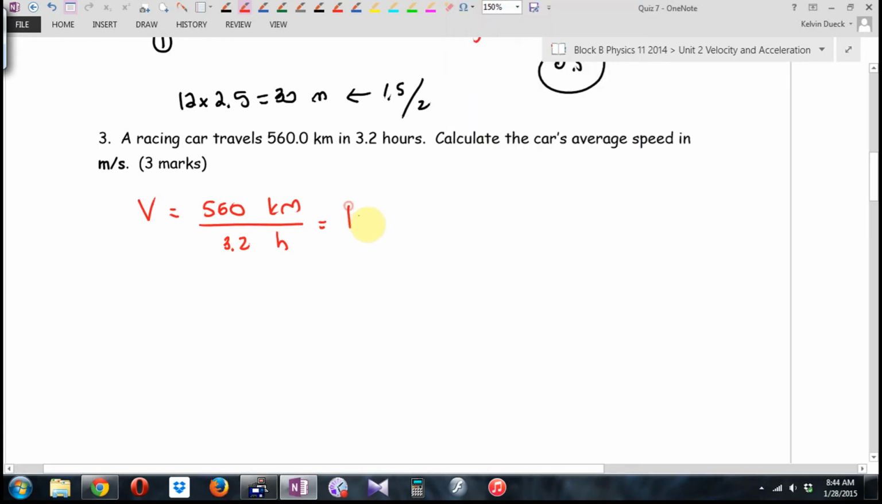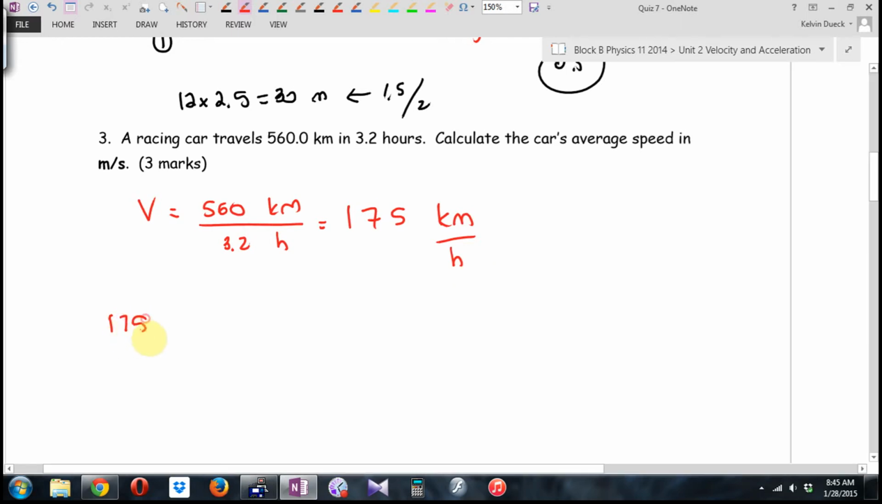So 170, holy smokes. That's kilometers per hour. How do I change kilometers per hour to meters per second? Okay, so you're at the stage where most of you have memorized the shortcut. It's divide by 3.6. I'll do it the long way for those of you that have forgotten.